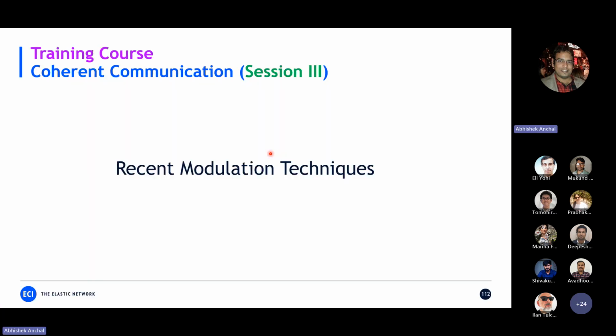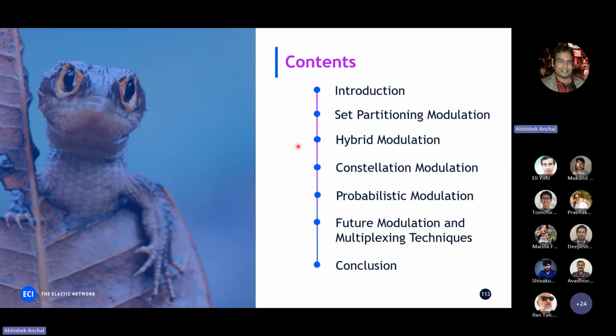Okay, so next one is recent modulation techniques. So far we have discussed coherent modulation techniques or higher order modulation techniques. We discussed QPSK, 16-QAM, 8-QAM, how they look like, which one is preferred, star or square QAM, etc. And we have seen the impact of nonlinearity, dispersion, and other noises on this higher order modulation. But why we need to move from this higher order modulation to another modulation format, we are going to discuss here.